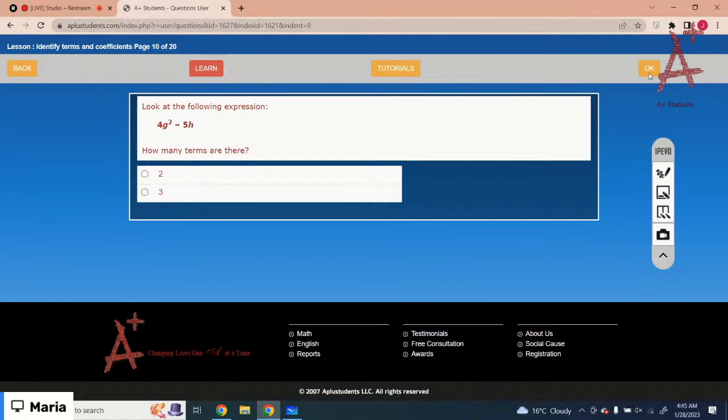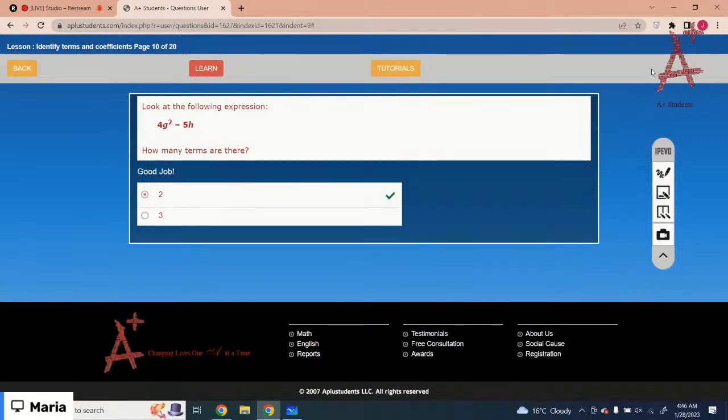Okay, look at the following expression: 4g square minus 5h. So how many terms are there? Which is the correct option? Yes, it is 2. Two terms that are added: 4g square and -5h. So the correct option is 2. Select the correct option and click on the OK button.